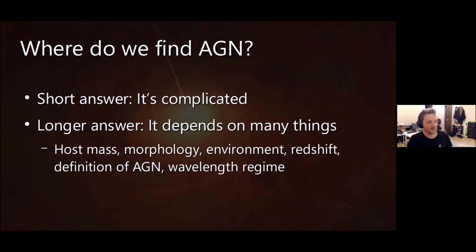And then an interesting question arises, and that is, where do we find AGNs? The short answer is that it's kind of complicated. The slightly longer answer is that it depends on many things. It depends on the host mass, how big the galaxy is. It depends on the morphology; spiral galaxies tend to host more AGNs. It also depends on the environment, the redshift, how we define an AGN, and what wavelength regime we look at.